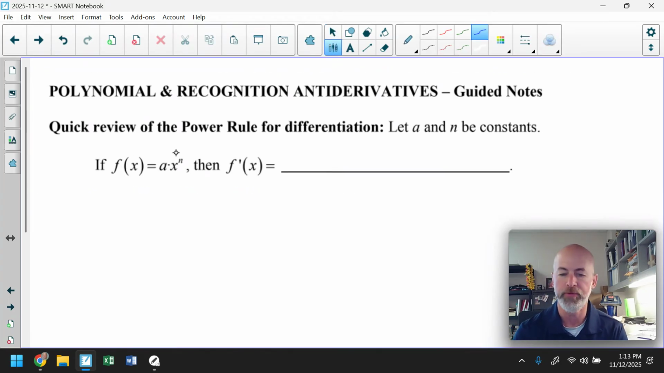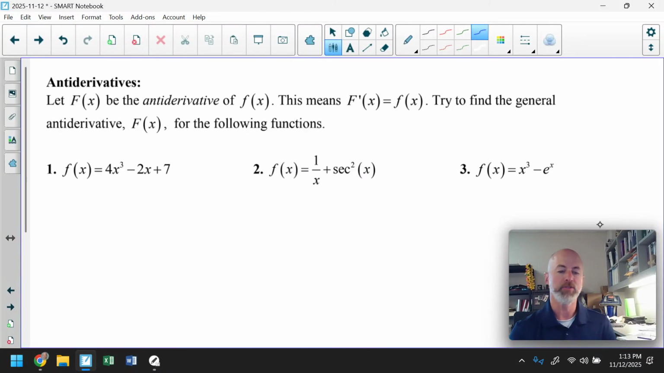So your power rule for derivatives, and we're going to be using the opposite of the power rule in these antiderivatives. If you have some function that is a times x to the n, f prime is a, you can ignore that constant. You bring the n down times x to the n minus 1, and that's old stuff. Not going to spend much time talking about that, but that is your power rule for derivatives, and we will be looking today at how to do that power rule for derivatives in reverse.